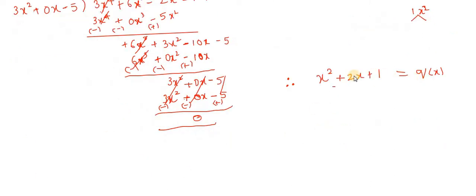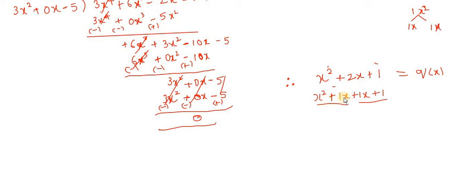So how can you find the zeros for this? It is just splitting the middle term. The middle term is 2x, and we need to multiply the first term and the last term. First and last is 1x square, that is 1x. So multiply: 1 ones are 1, 1x and 1x. So now what is common in this?